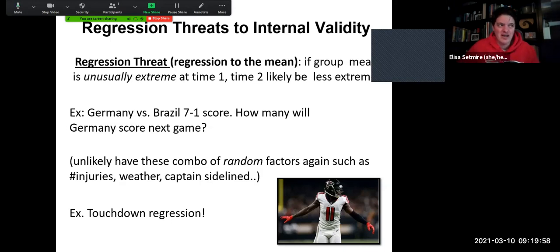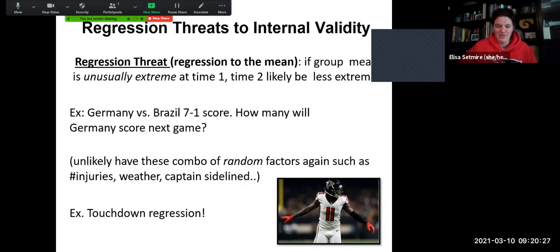And so the analysts kept saying, this is an outlier. This is totally an extreme situation. He's likely due for some touchdown regression. It's unlikely that the combination of random factors such as injuries, weather, a captain being sidelined, like for example, in a Germany versus Brazil soccer game, right? It's unlikely that that score would happen again. It's unlikely that Julio would go through a whole season and not score a single touchdown.